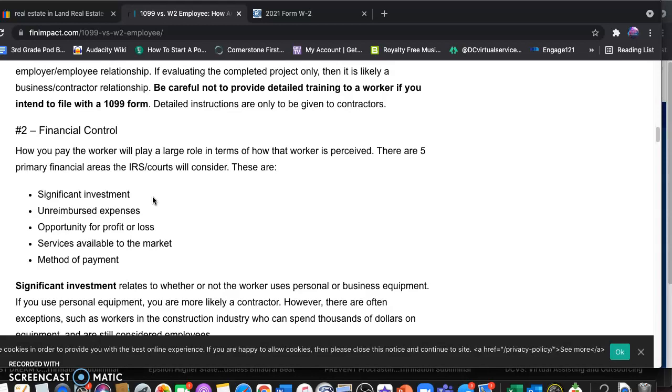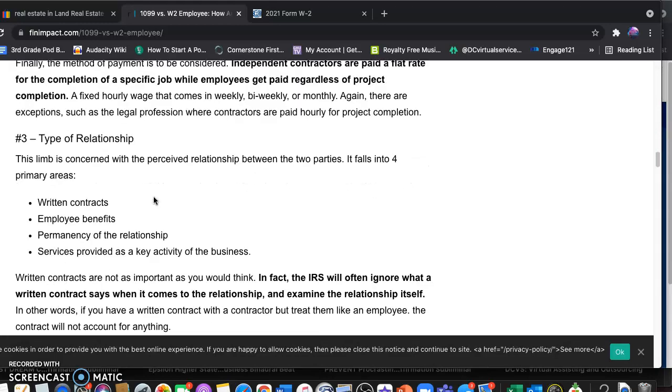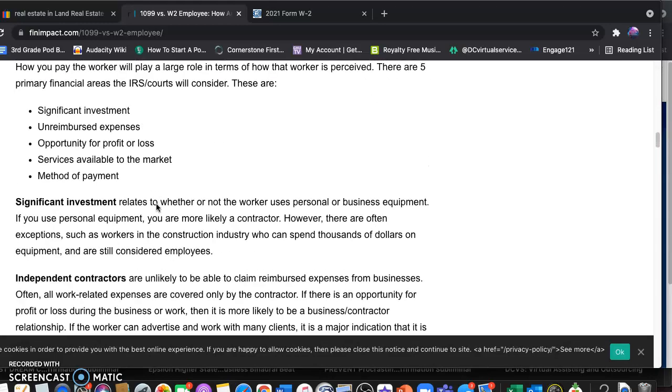An independent contractor also has control over where and how they would like to be paid. Most of the time, the company doesn't send you an invoice; you will actually send the company an invoice and go from there. So it just depends on what is the best method of payment. And also with significant investment, are you putting money into a company or a business to get started? If so, you are likely an independent contractor.